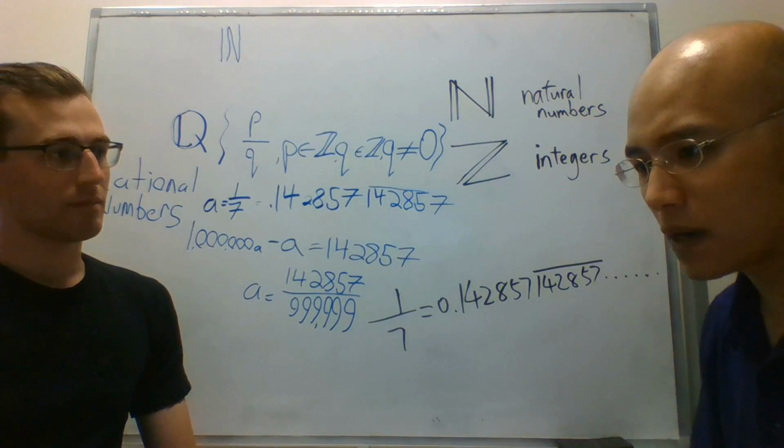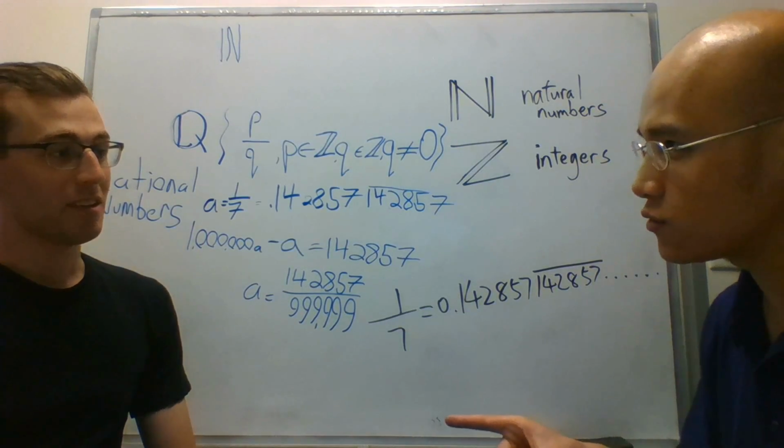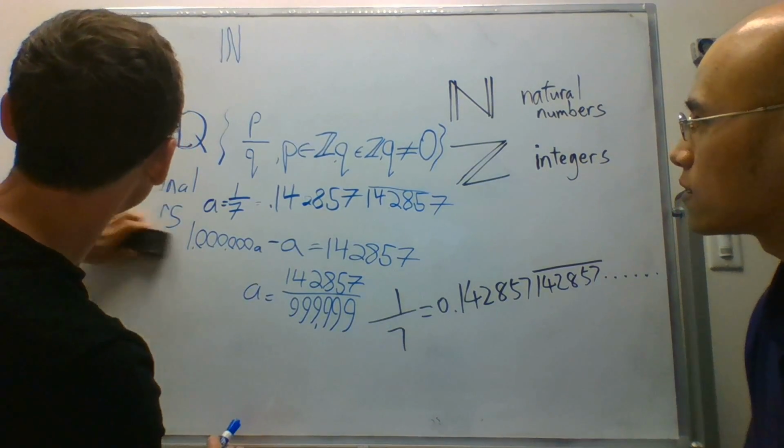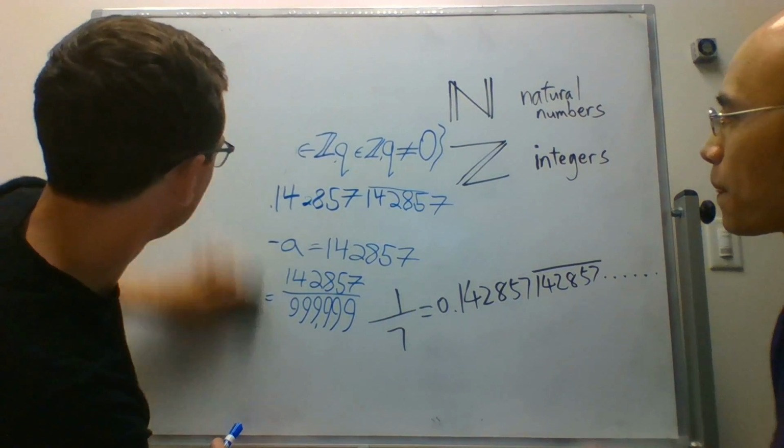Shall we now talk about the square root of 2? You mentioned that as an example of an irrational number. Well, why don't I erase the board quickly? Okay.